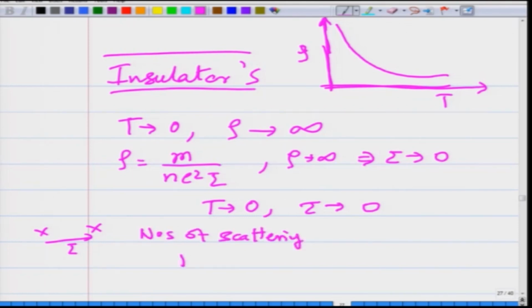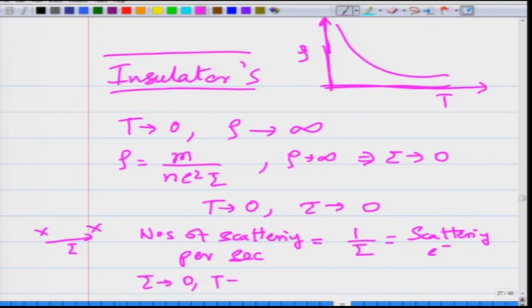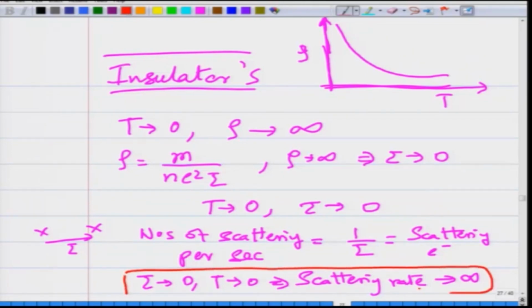So, the number of scatterings per second of the electron is 1 over tau. This is the frequency or the scattering rate of the electron, and tau tending to 0 as T tends to 0 implies that the scattering rate tends to infinity, and this is completely absurd. This conclusion which comes out from Drude's theory is completely absurd.